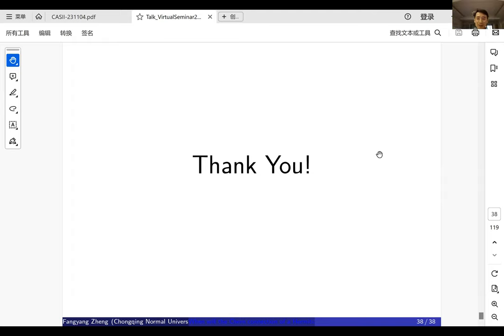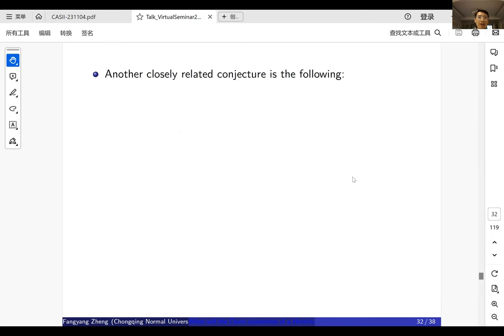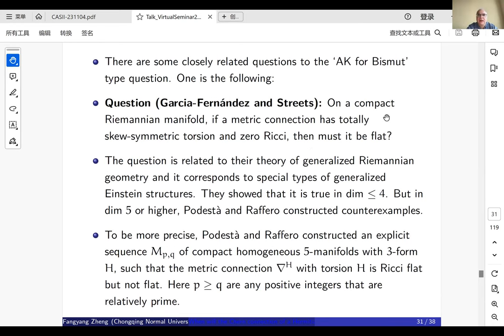Can I ask another question? Sure, go ahead, please. Can you show again this conjecture by Garcia Fernandez? Isn't there some assumption missing, like that the curvature is parallel or something? Because otherwise, I guess you're right. I hope I didn't miss any assumption here.